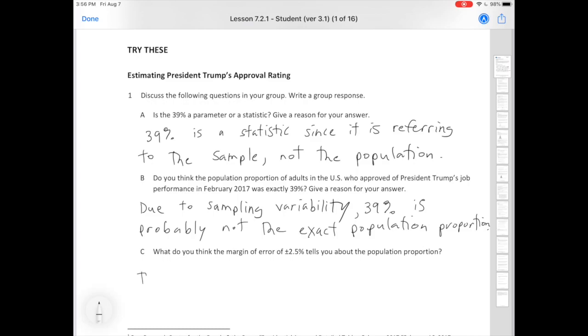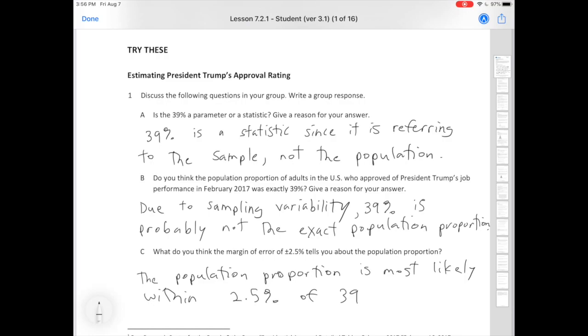So what this tells us is the population proportion. Remember, that's the real answer, right? That's for the whole population. Is most likely within 2.5% of 39%. Okay, in other words, it's within 2.5% of 39%. So it could be a little bit higher, could be a little bit lower, but it's not more than 2.5% away from 39%. Okay, that's what that means.